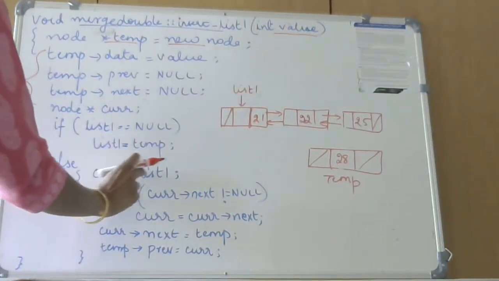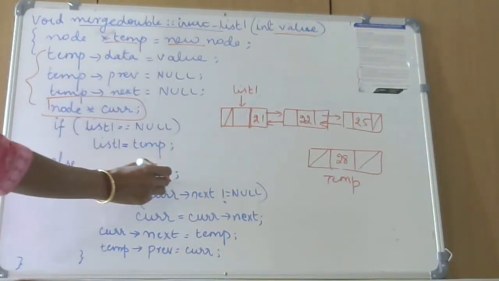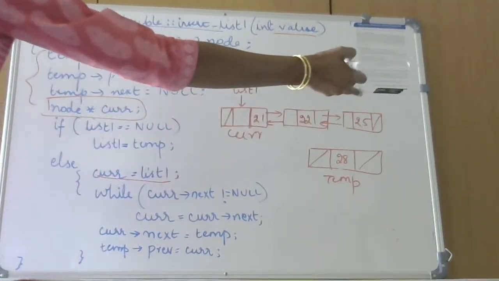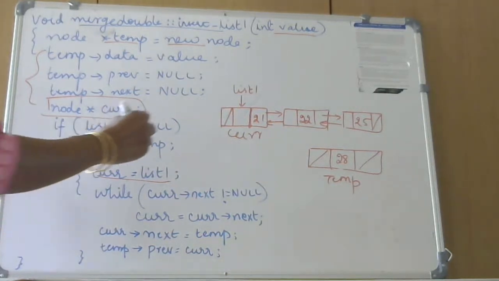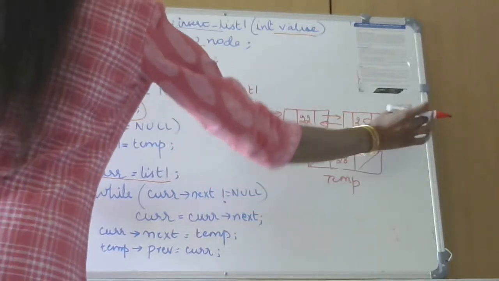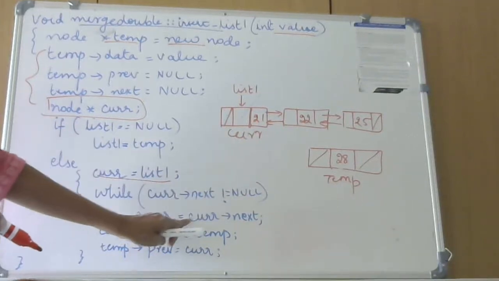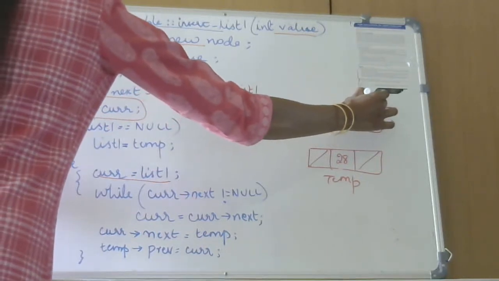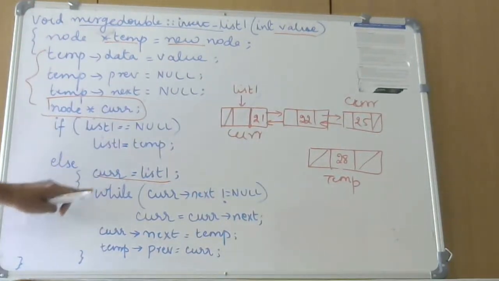Otherwise what we are doing: current is equal to list 1. I am taking a pointer called current, and I am initializing that pointer to list 1. I want to insert at the end, so I have to move up to that, correct? You can insert however you want, you can also write a function to insert at the beginning, that is also possible. So I have to move up to here to bring this node there, right? Let us say this is my current. While current of next is not equal to null, current is equal to current of next. So I go on traversing until I reach this node. When current of next becomes null, I will stop at that point and come out of the while loop.